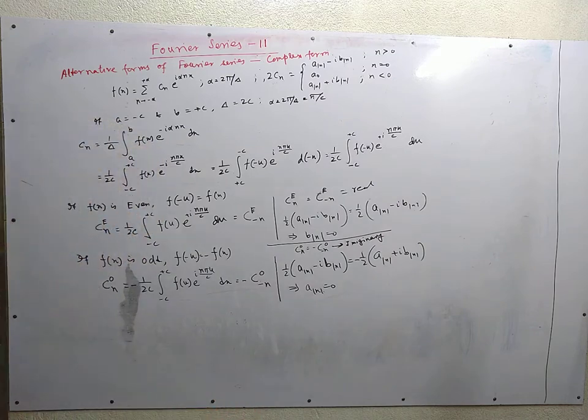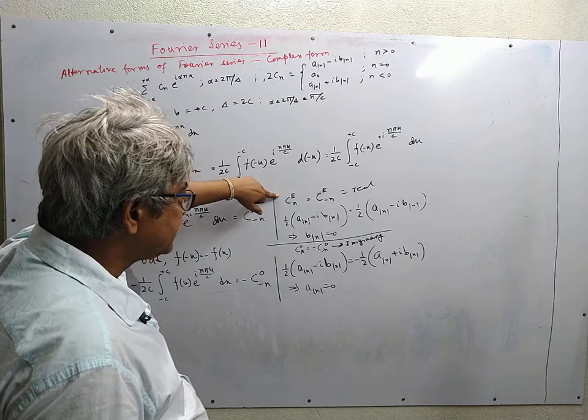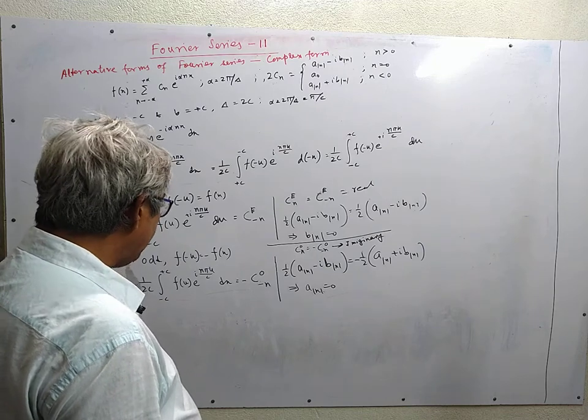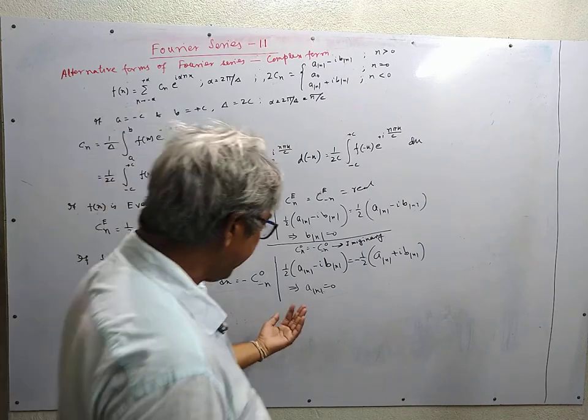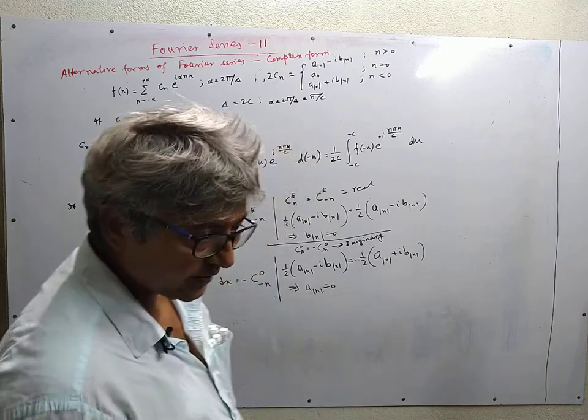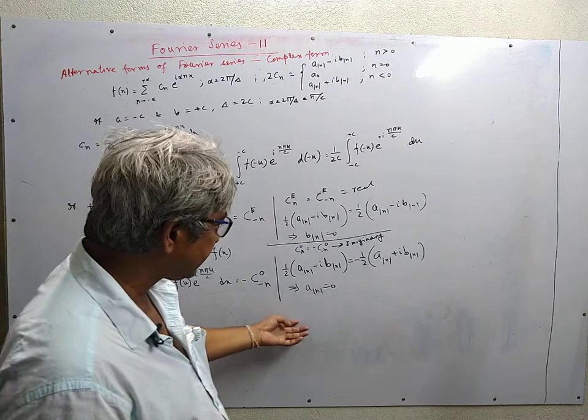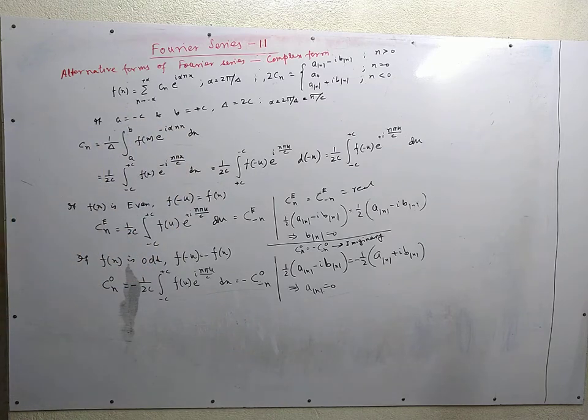So in trigonometric Fourier series for even function, Bn is 0, and for complex Fourier series, Cn is real, purely real. On the other hand, for odd function in trigonometric Fourier series, only Bn survives, and in the case of complex series, Cn's are purely imaginary. If the function does not have any parity, in that case Cn is complex. The earlier example that we have considered belongs to this category, and we found that Cn is complex.